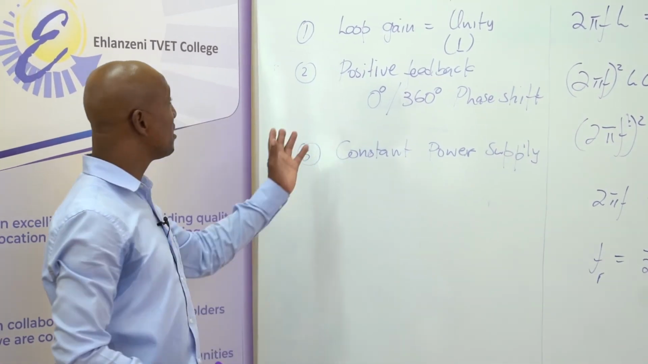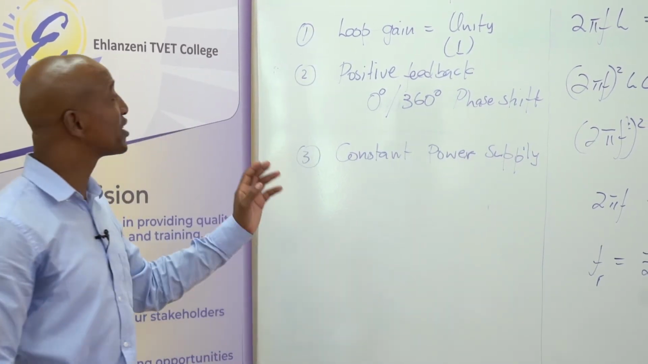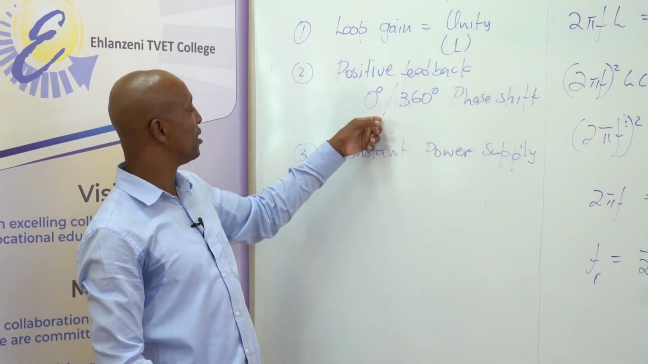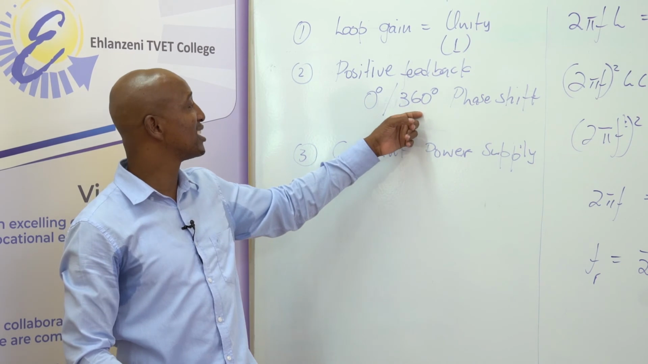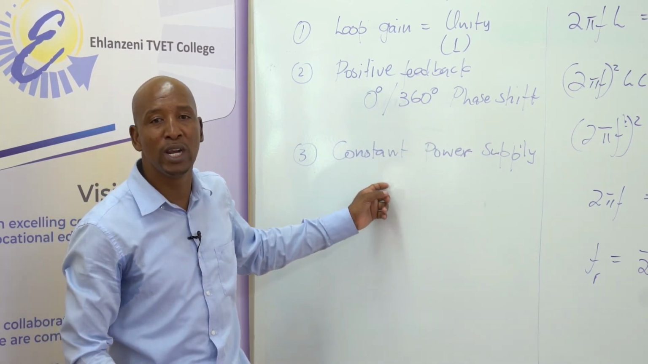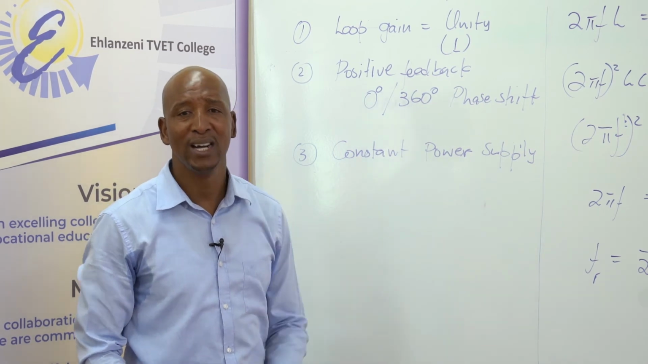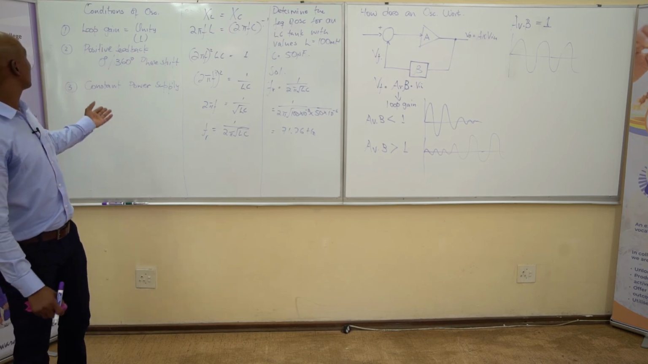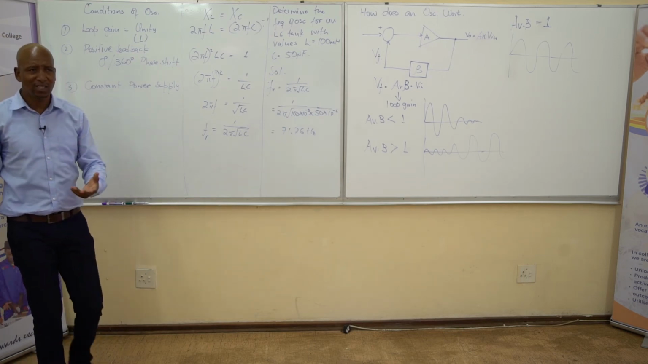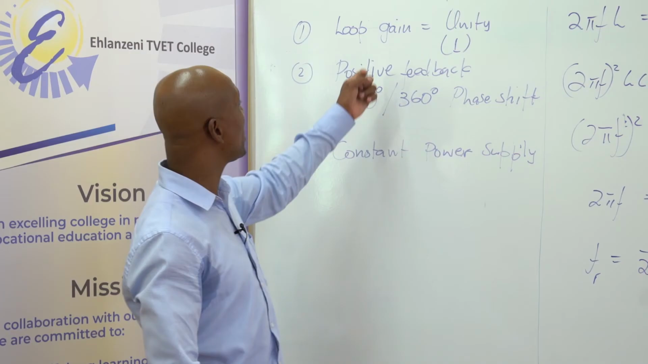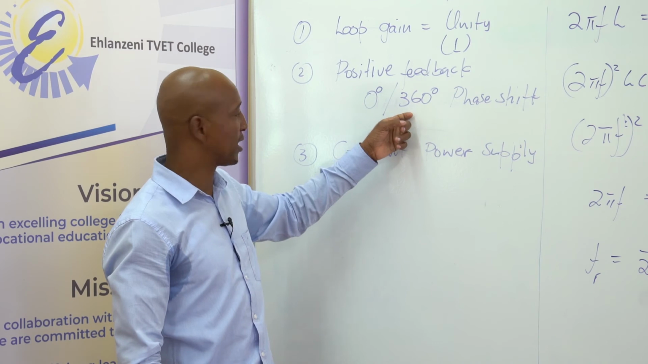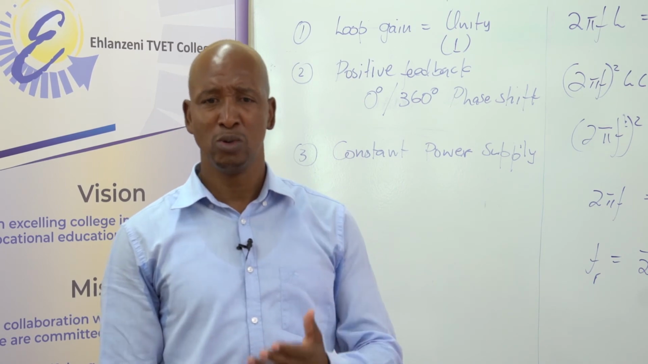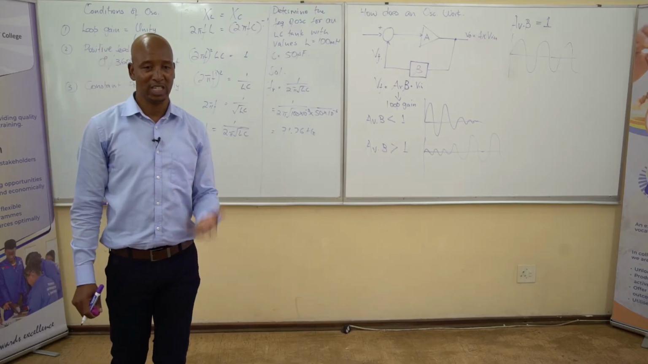So, those are the key conditions for oscillation. 1, it must have a loop gain of unity; positive feedback, which provides a 0 degrees or 360 degrees phase shift. We shall also have a constant power supply. Now in your examination, they will ask the conditions of oscillation and ask you to describe them. By now you should understand what we mean by a loop gain, a positive feedback, and a constant power supply. Those are the conditions that you need to look into when you are dealing with oscillations.